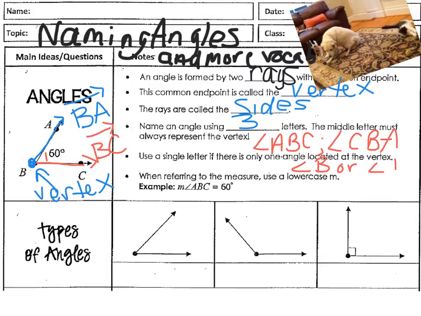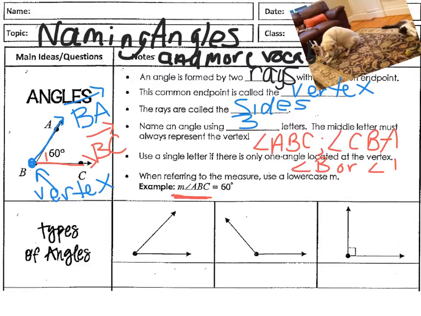It says when referring to the measure, use a lowercase m. So this is how we read this. The measure of angle ABC equals 60 degrees.